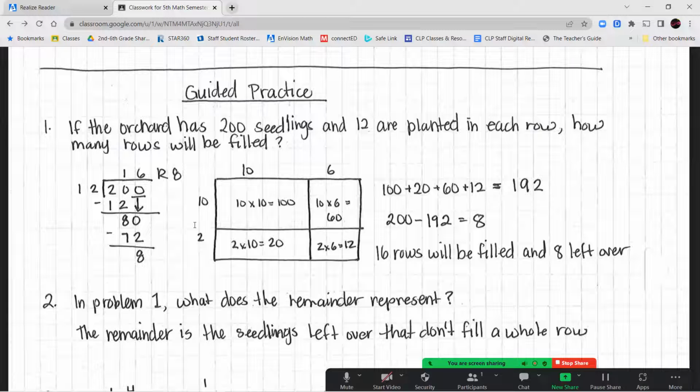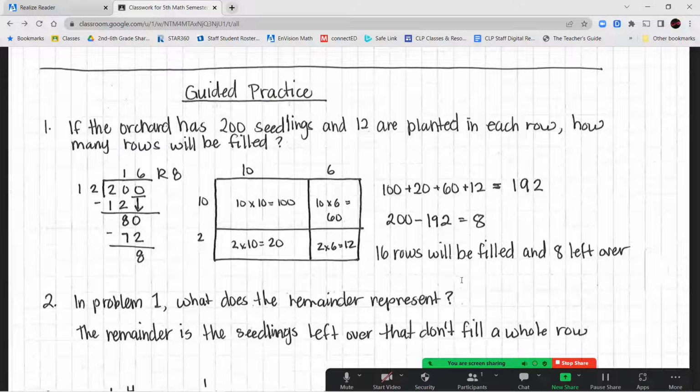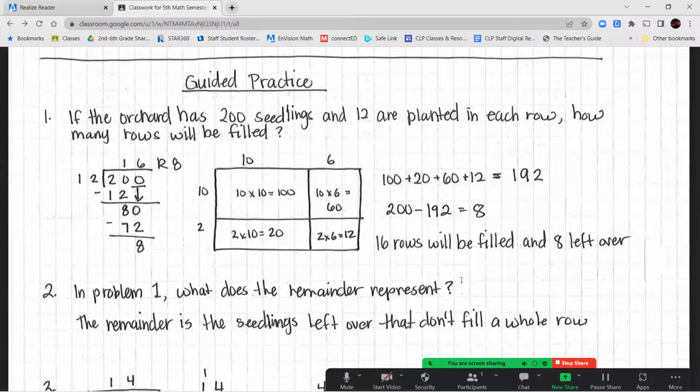Now, if I do the 12 times 16 over here, the 10 times 10 is 100, 2 times 10 is 20, 10 times 6 is 60, and 2 times 6 is 12. If I add all of those, that gives me 192. My total, which was a 200, minus the 192 shows me again that the remainder I had left over was 8. So if I did the 12 times the 16, I would have gotten 192, plus the 8 left over would get me back to the 200 total seedlings. So 16 rows will be filled, and I'm going to have 8 seedlings left over.